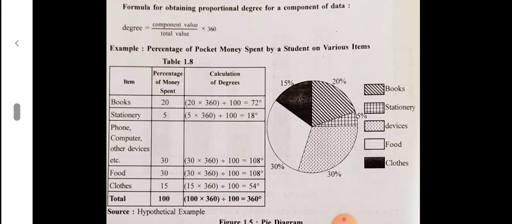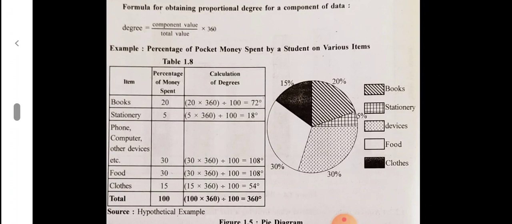18% means the area covered by stationery. 108 degrees, the area is covered by phone, computer, other devices, etc. 108 degree area is covered by food. 54 degree area is covered by clothes.